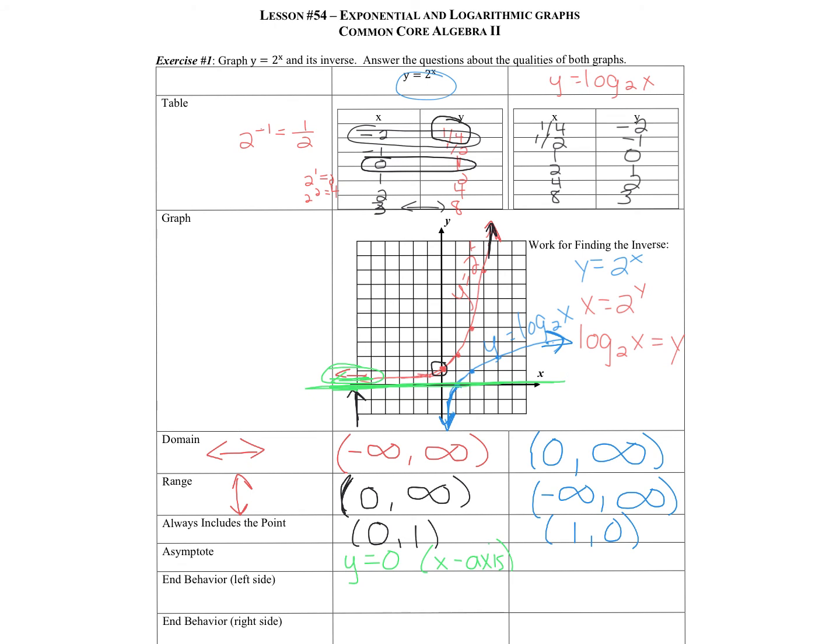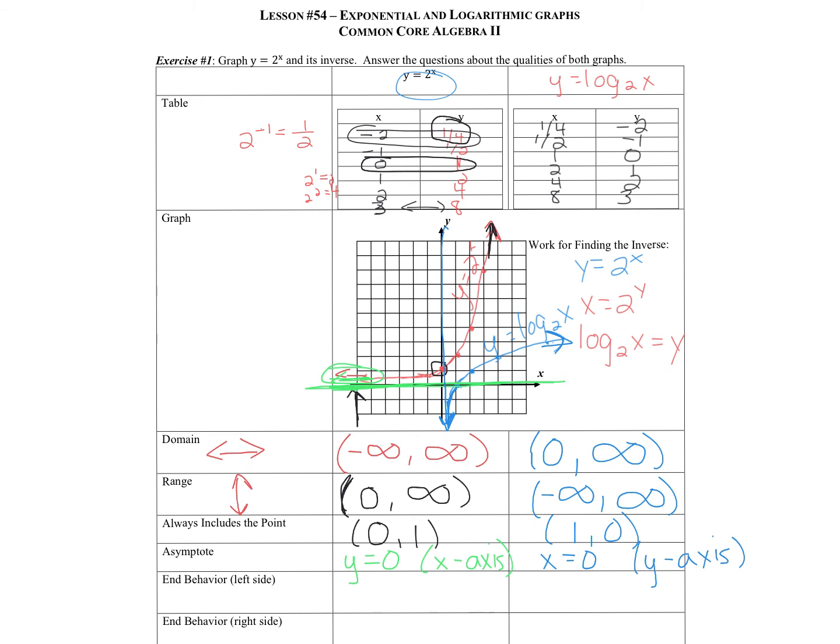The log graph heads towards but never touches the y-axis. And the equation of the y-axis is x equals 0. So that graph has a vertical asymptote, an up and down line that it does not touch. Kind of related to those two is end behavior, and it's been a little while since we've done end behavior.